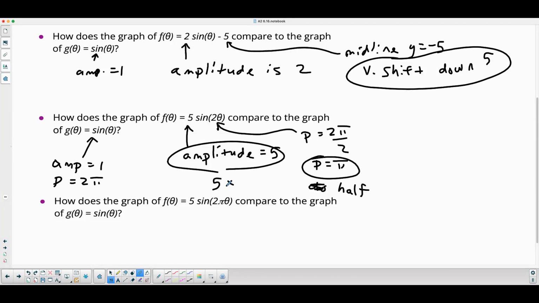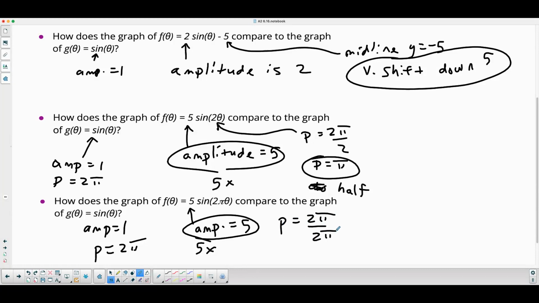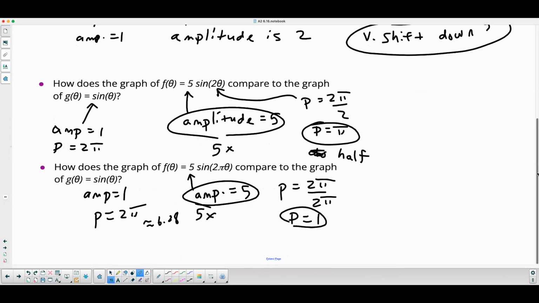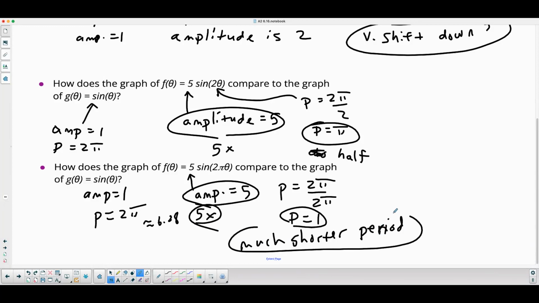And then over here, same thing with my amplitude. Amplitude is 5 versus my amplitude here is 1. So 5 times greater. My period here is 2 pi over 2 pi. So that'd be my period is 1. So, remember, it's not half of it because 2 pi is really like 6.28. So if my period is 1, it's much, much shorter than 2 pi. So my amplitude's 5 times, and we have a much shorter period.